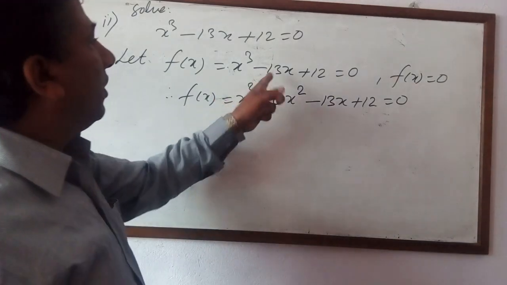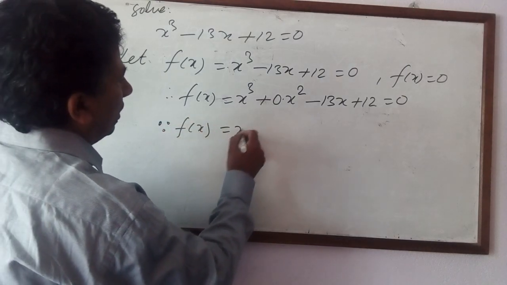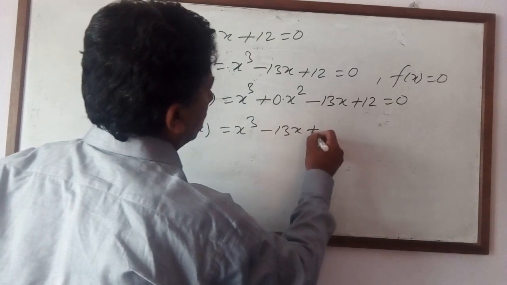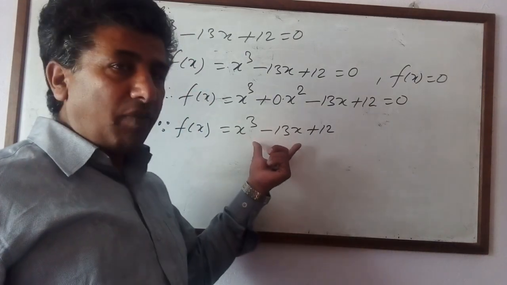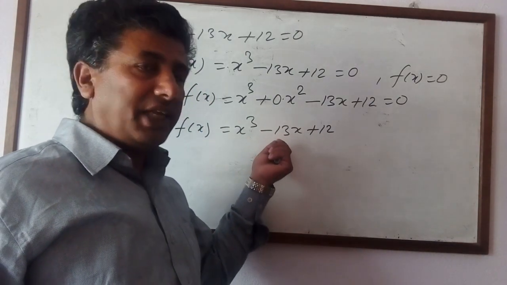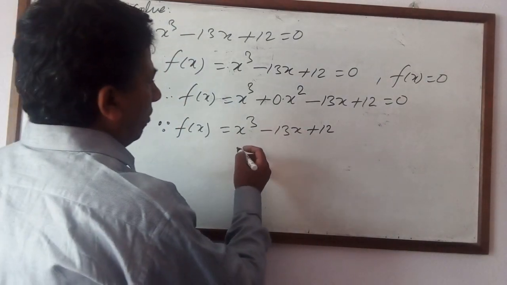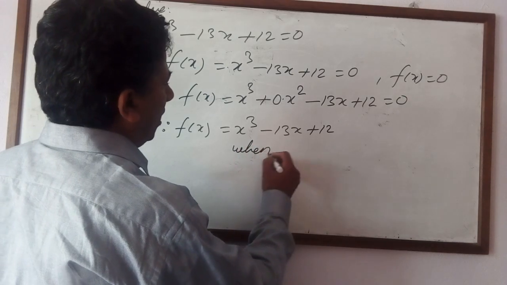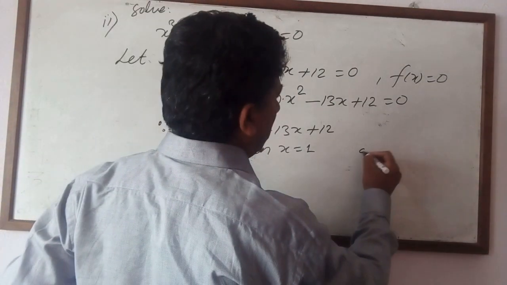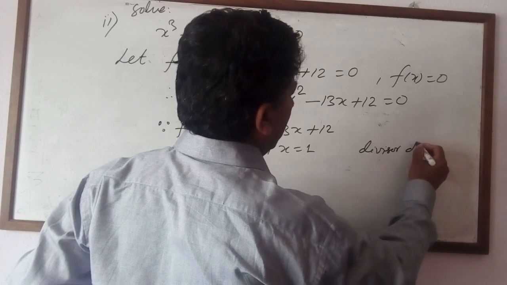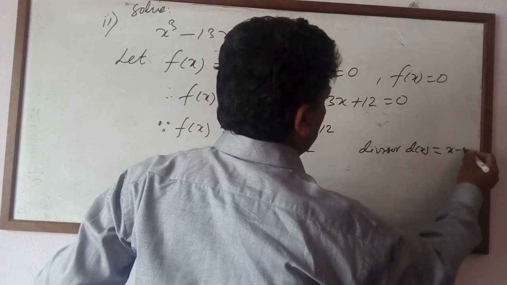Now again here, f(x) equals x cube minus 13x plus 12, this is our equation. Here it is 0, I didn't write that 0. I am going to find a factor. It means I am going to make this polynomial a 0 polynomial. To do that, first take x equals 1. Now I am taking the value of x equals 1. x equals 1 means the divisor. What is our divisor? Divisor d(x), bringing this 1 to this side, will be x minus 1.